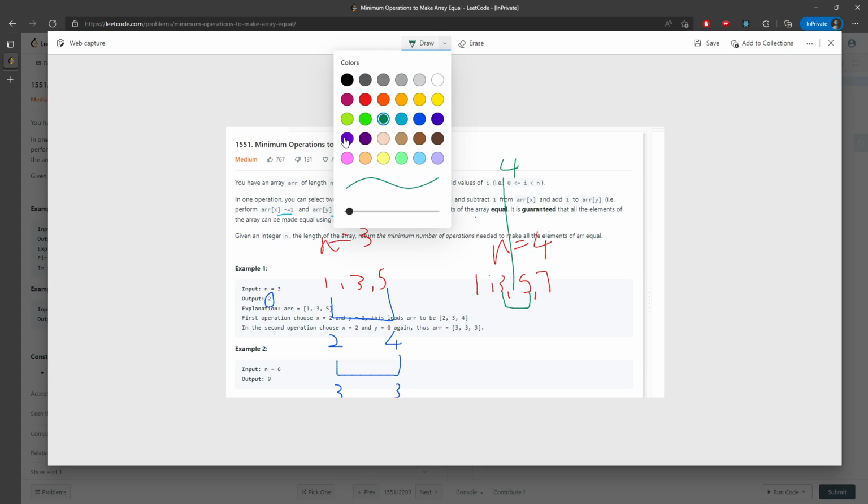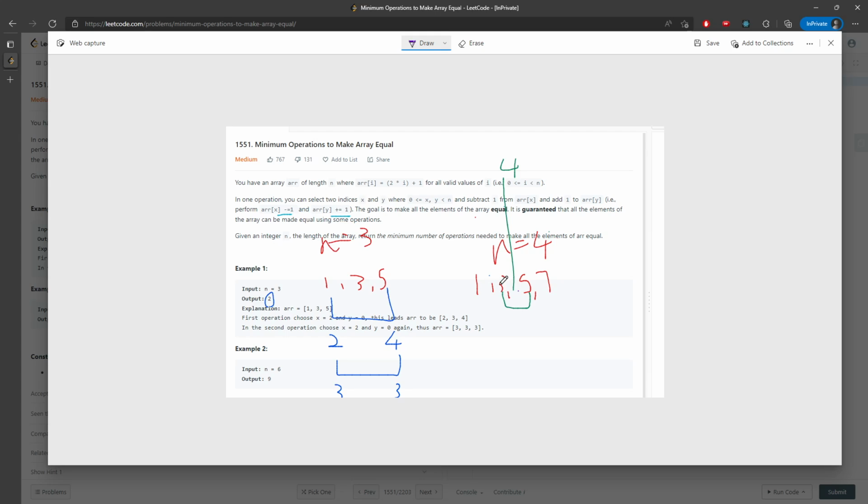So when I have 4, I'm going to increment 3 by 1 unit and decrement 5 by 1. So this is 4 and 4. So this is 1 step.